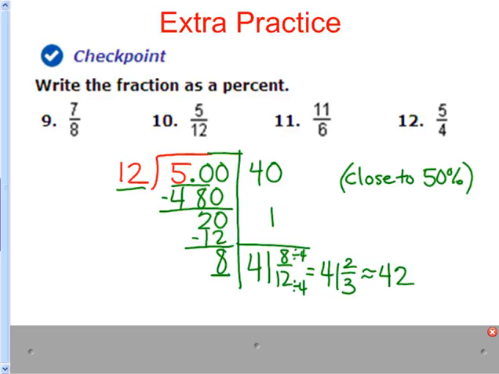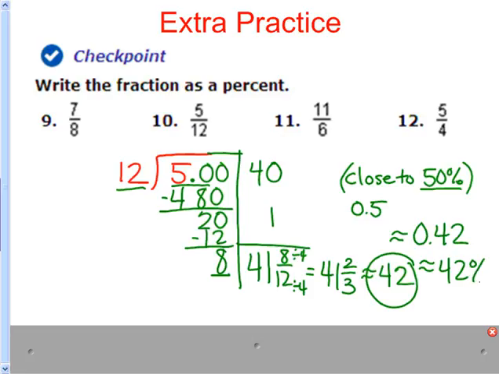Now going back to, I'm looking for a decimal that's close to 1/2 and a percent that's close to 50%. So it looks like the answer to 500 divided by 12 would be close to 42. The answer to 5.00 divided by 12 is going to be 42 hundredths approximately, since I rounded. So we're looking at approximately 42%. Again, that was close to 50%, but lower.